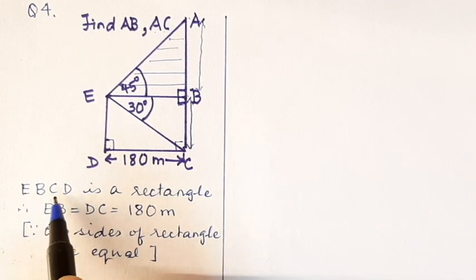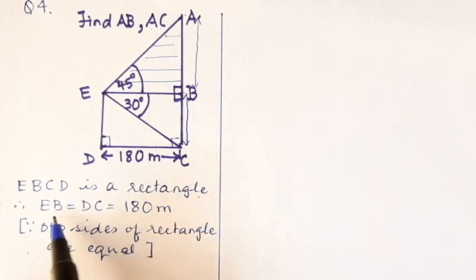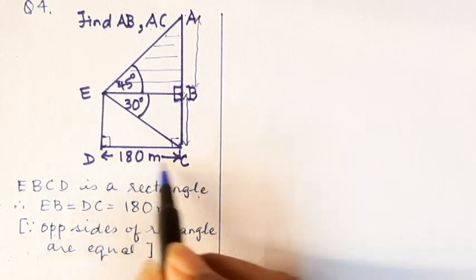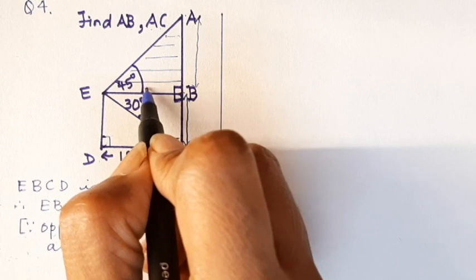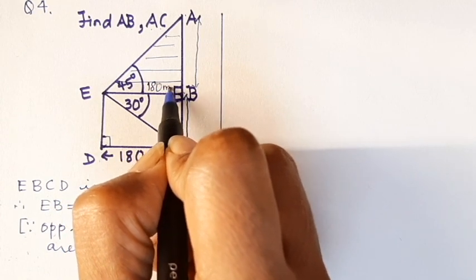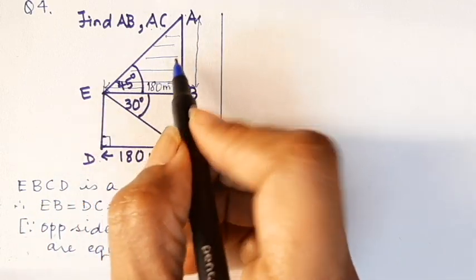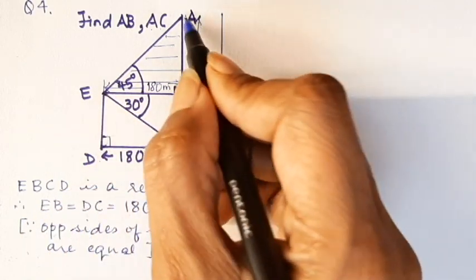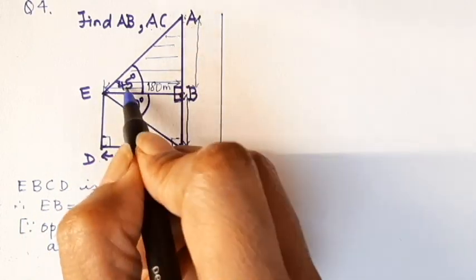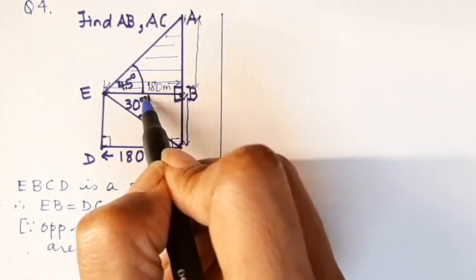So we write EBCD is a rectangle, and EB is equal to DC equal to 180 meter, since opposite sides of a rectangle are equal. So we can write this as 180 meter from here to here. So now in triangle ABE, we know EB is 180 and we have to find AB. Connect that with 45 degrees. AB is opposite to it and EB is adjacent to it.